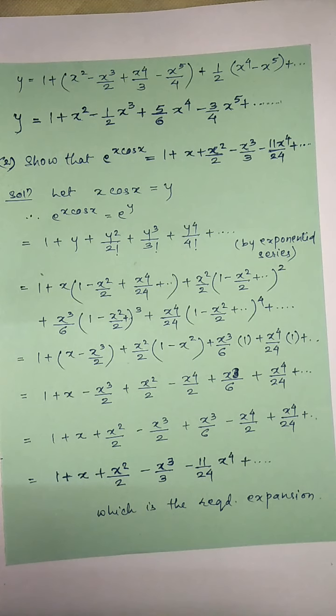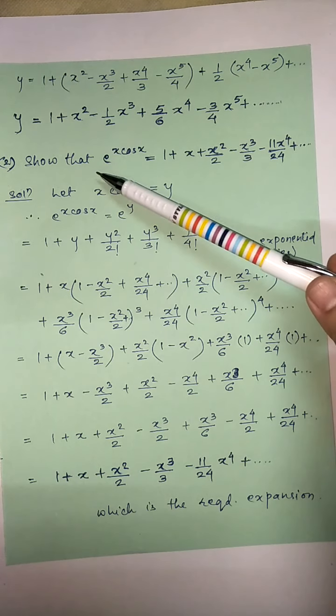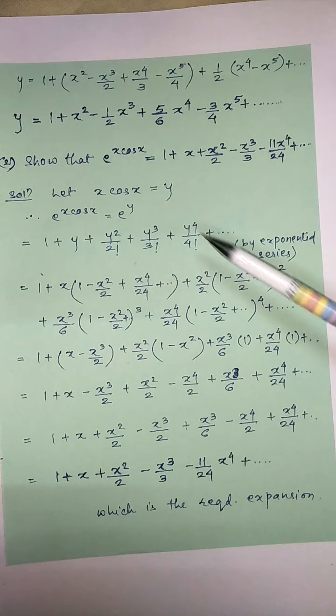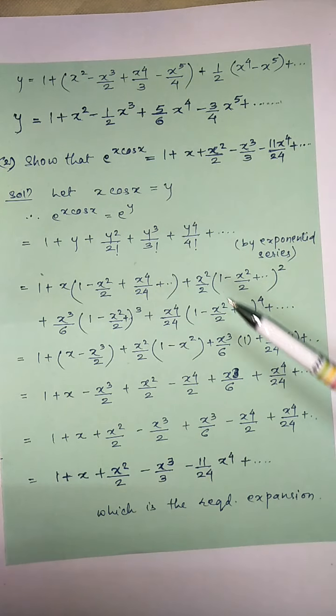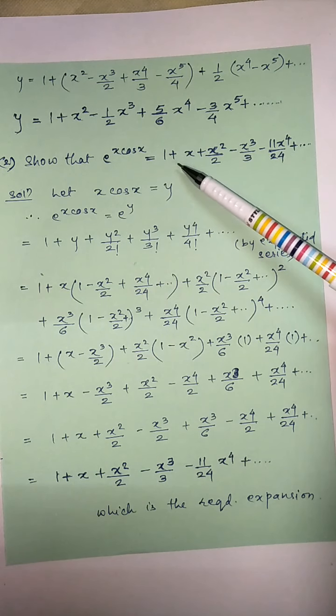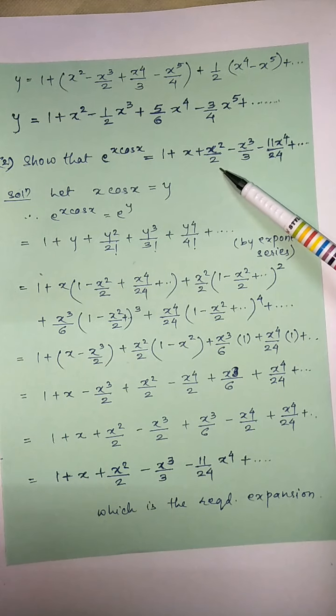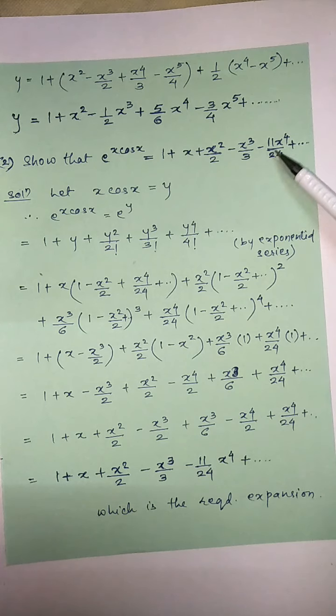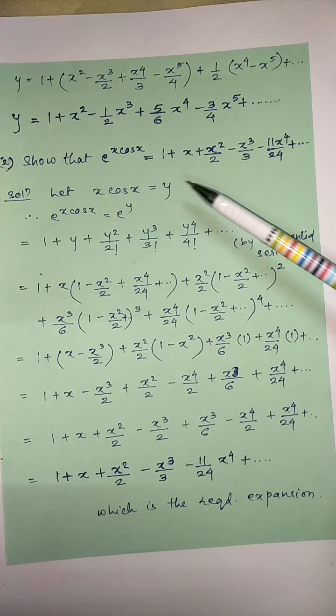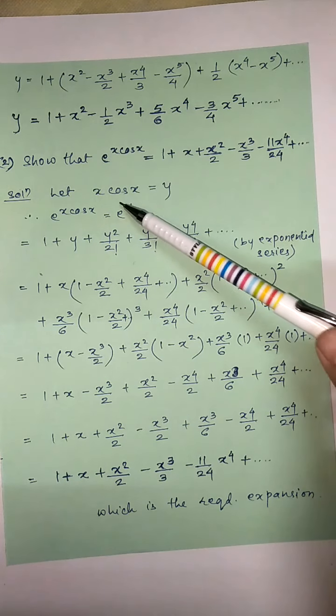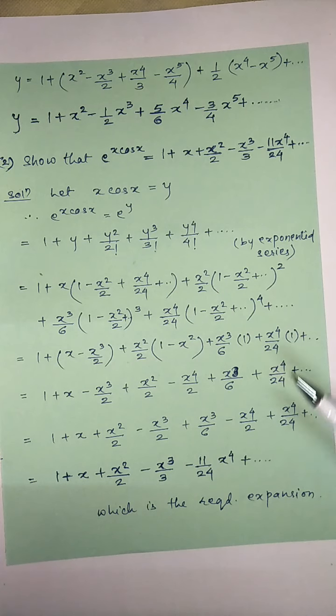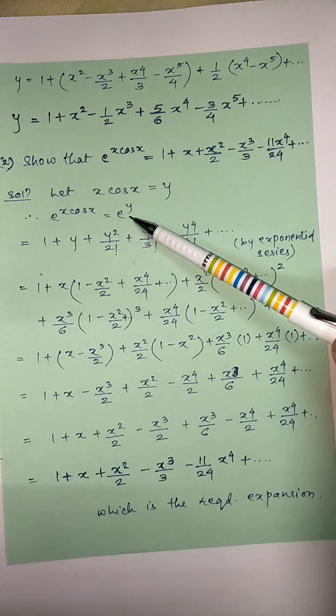Now we will see yet another example. We have been asked to show that e raised to x cos x is equal to 1 plus x square by 2 minus x cube by 3 minus 11x raised to 4 upon 24 plus so on. Now we will solve this. This x cos x, we'll consider it as y. So e raised to x cos x can be written as e raised to y.